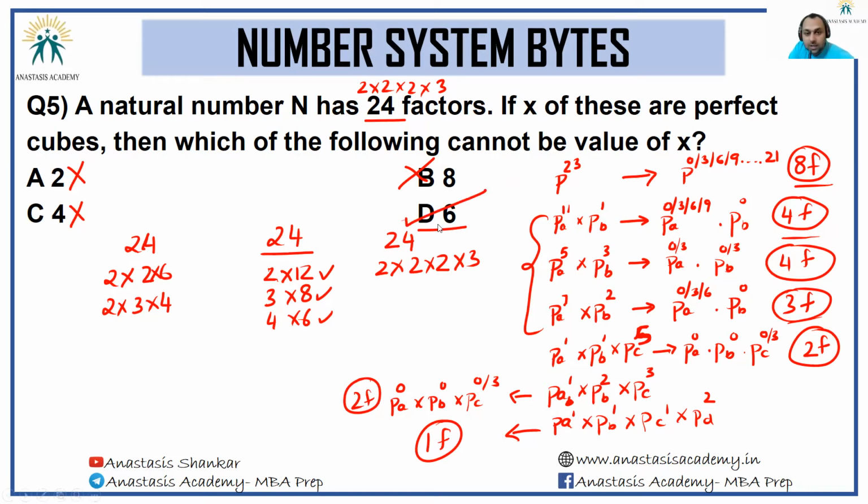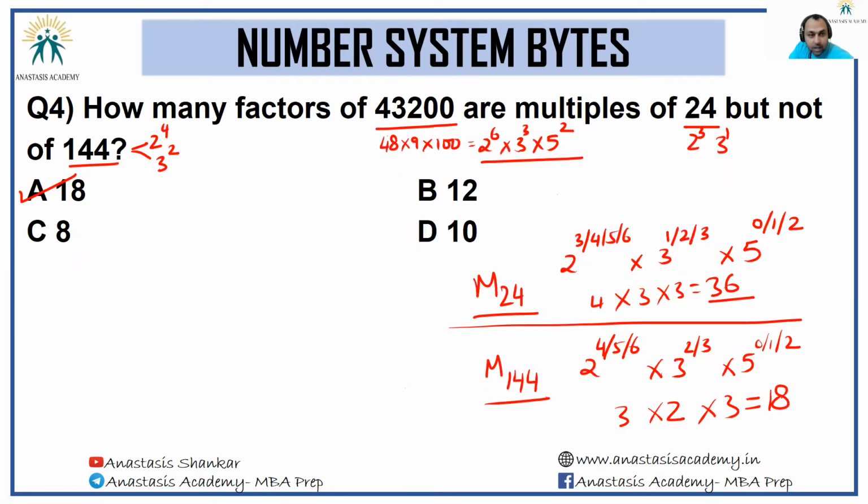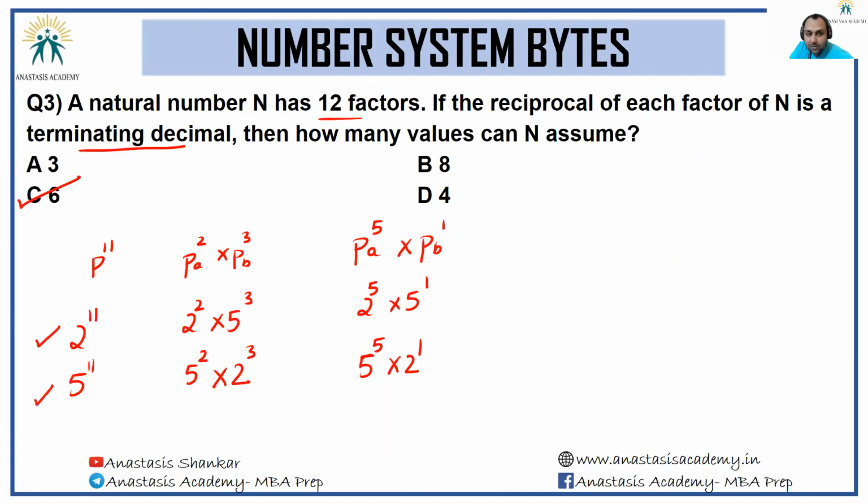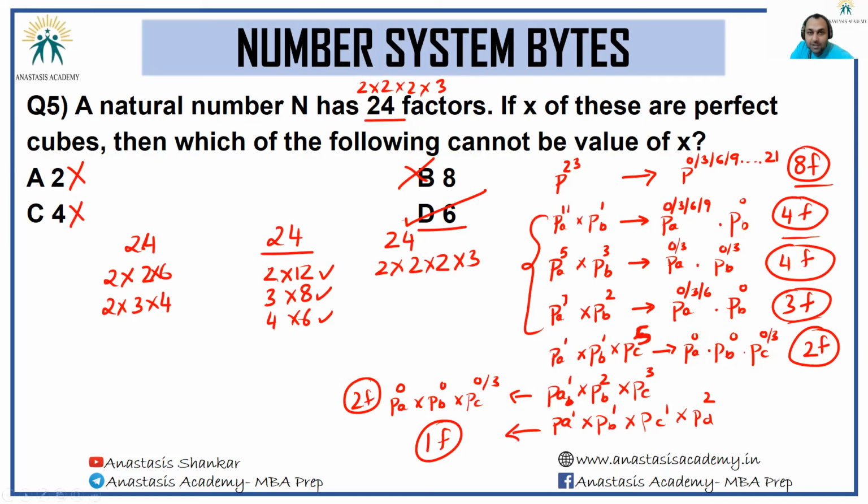Answer to this question is option D, 6. If you pay attention, 3 questions within this sheet have answer as 6. Here, and question 3 and question 2. So 6 was a good number for this sheet.